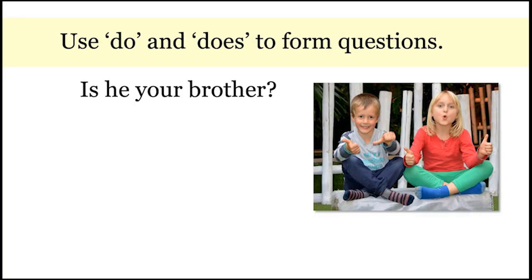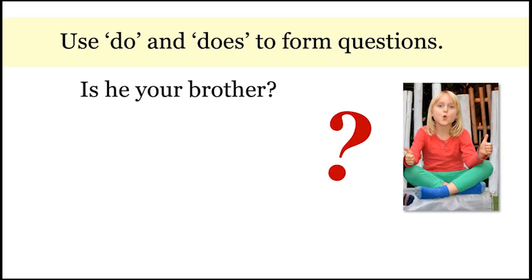Use do and does to form questions in the simple present. We do this for all verbs except for be. Look at the photo. I can ask the girl, "Is he your brother?" The answer is yes or no. But if I don't see the brother, I want to ask her a different question. I want to use the verb have to form a question.